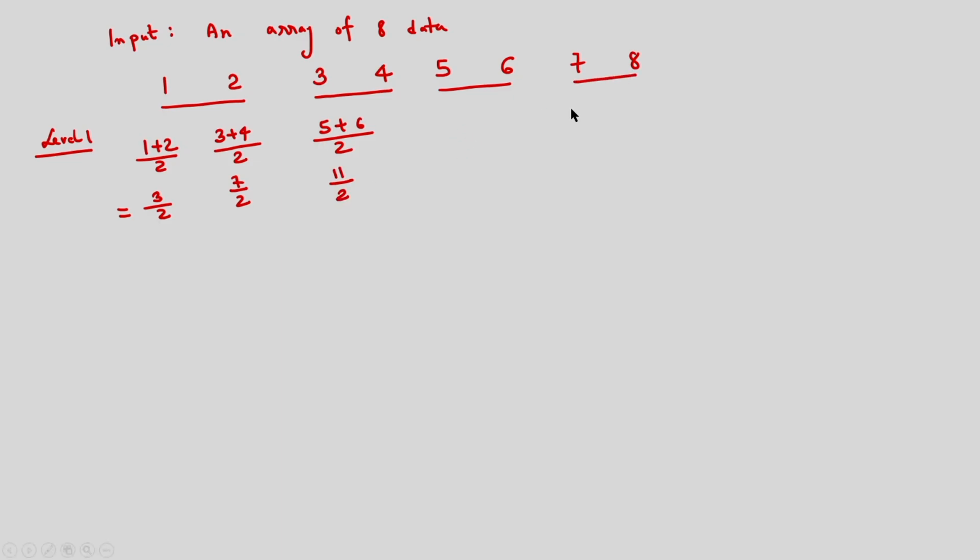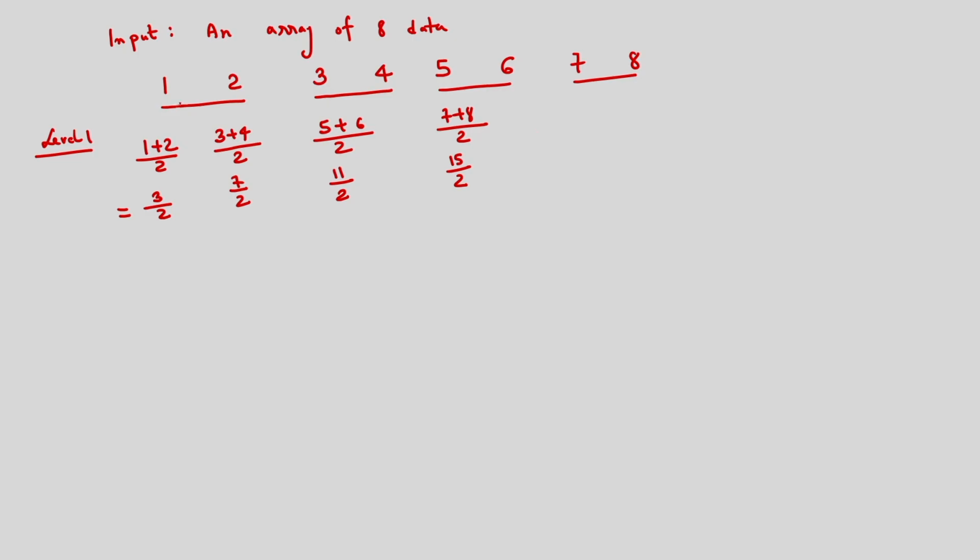And after this I am considering 7 and 8. So from 7 and 8 I am determining the approximate component, which will be 15 divided by 2. So these are the approximate components. After this I want to determine the detail component.